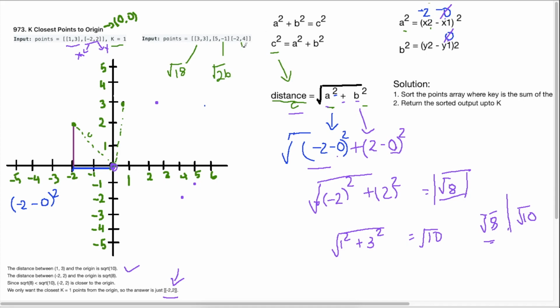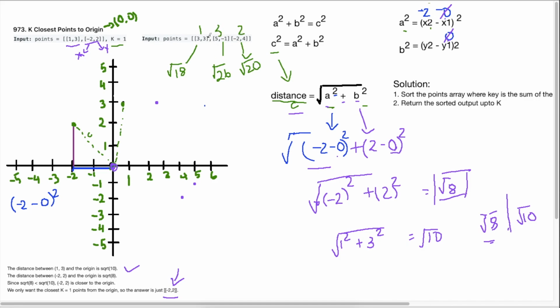And for the last spot, we would do negative 2 squared is 4, plus 4 squared is 16. So that is square root of 20, right? So what we need to do now is sort our distances. Which distance is the lowest here? So this is in first position, this is in second position, and this is in third position, right?